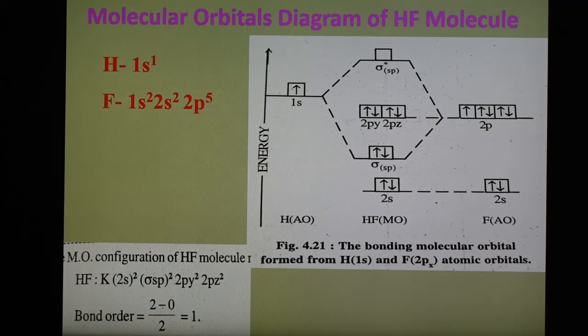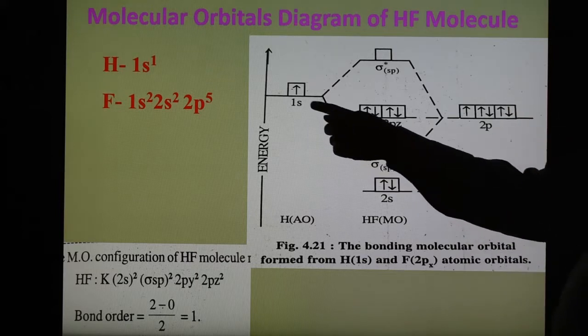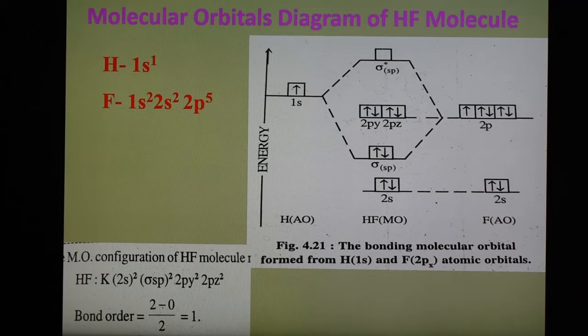The py and pz cannot overlap with the s orbital because of symmetry considerations. Only the 2px can give effective overlap with the 1s orbital of hydrogen.